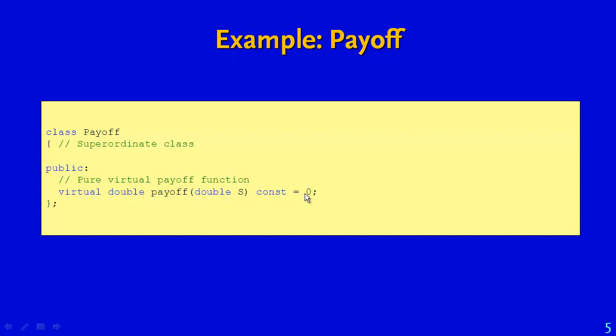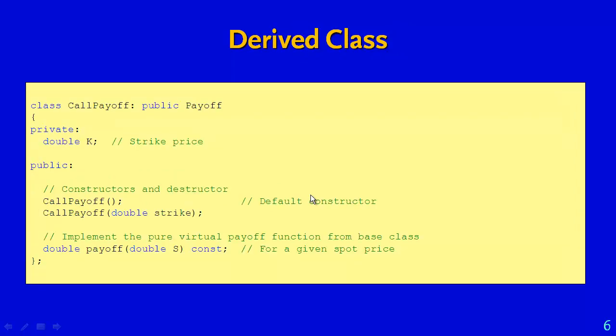What do I mean by 0? It makes it pure virtual. It's got no body. It may not have a body. This is what makes the class abstract. Because if you try to create an object of payoff, you get told, sorry, it's abstract because one of its functions is abstract. The derived classes, here's a typical example.